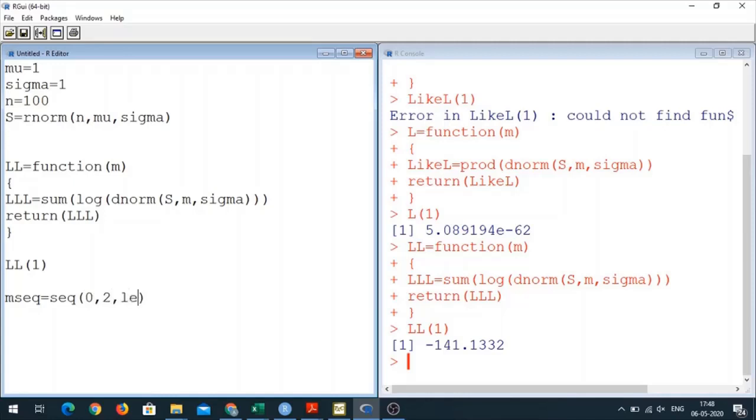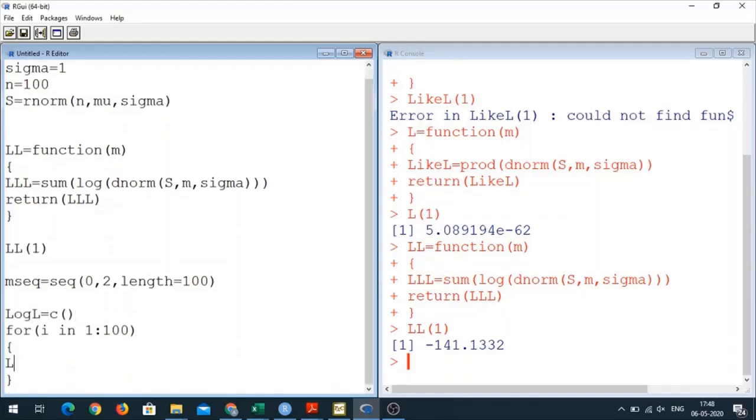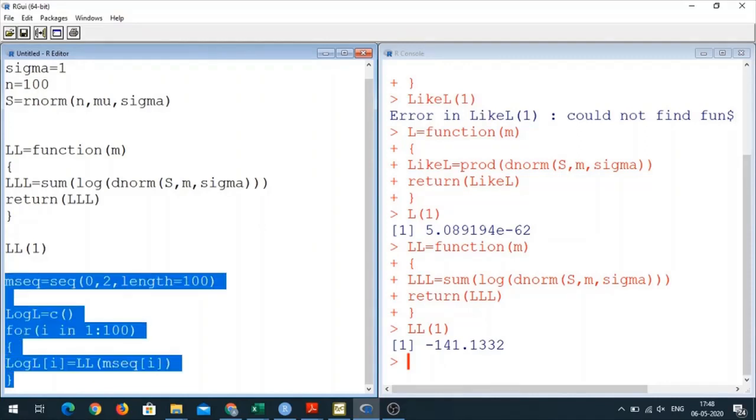Let me construct a sequence between 0 to 2 of length, let's say, 100, and then for each of these I'm going to compute the likelihood. So for i in 1 to 100, we will store the log likelihood. Let me create a vector to store that, named logL. So logL at i is the likelihood with mean taken as the ith entry from mseq. Okay, let me run this.